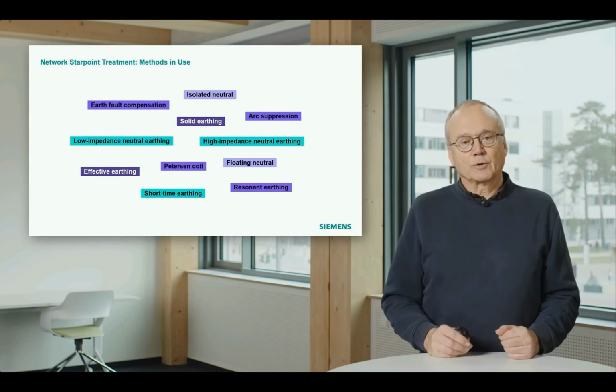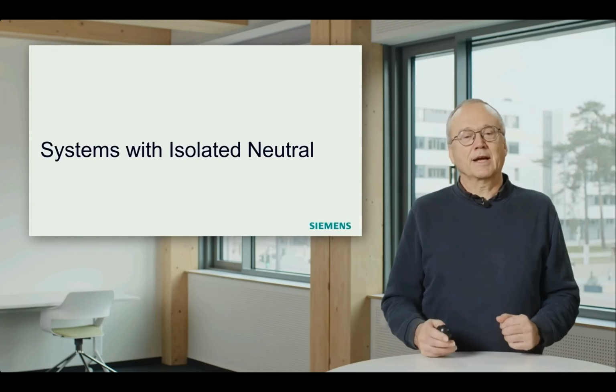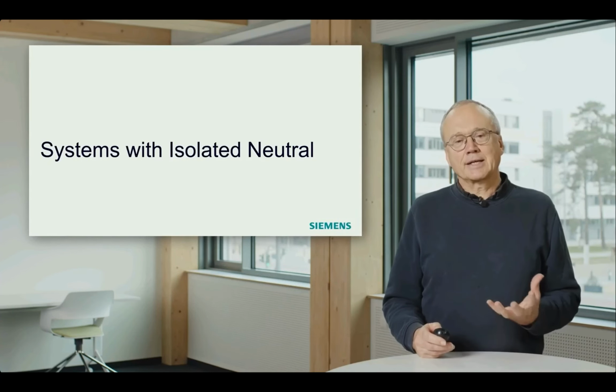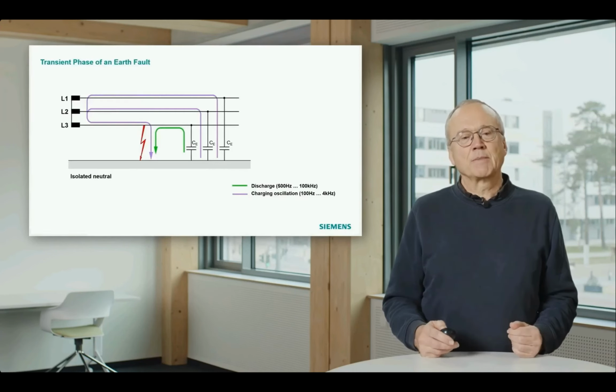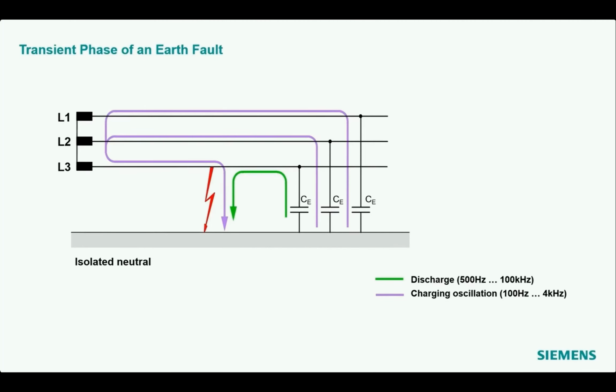Let's start first of all with systems where the neutral is isolated, and it's important to understand what's happening in such a system if we have a ground fault. This shows a simplified schematic of such a system. You see on the left side the transformer, the 3 windings of a transformer with a star point. The star point is not connected to the ground. Then you have the 3 phases.